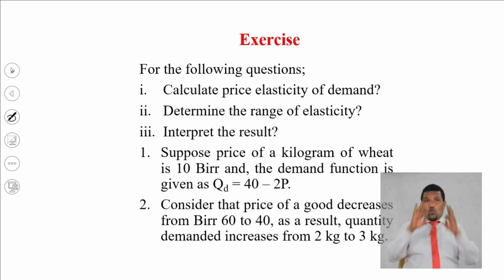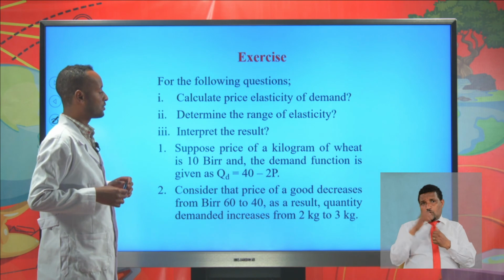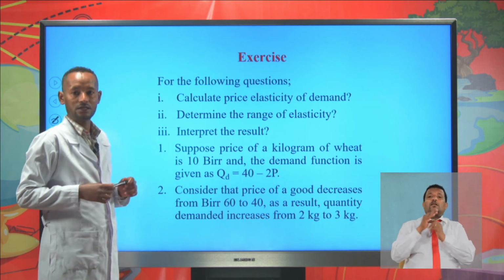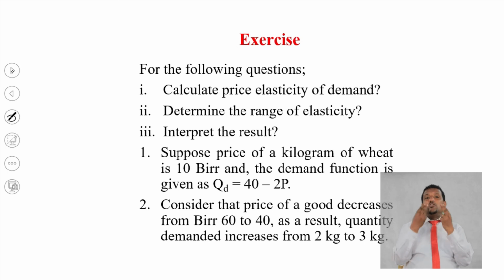Second, consider that the price of a good decreases from 60 to 40. As a result, quantity demanded increases from 2 kg to 3 kg. This is calculated using the arc price elasticity of demand formula.